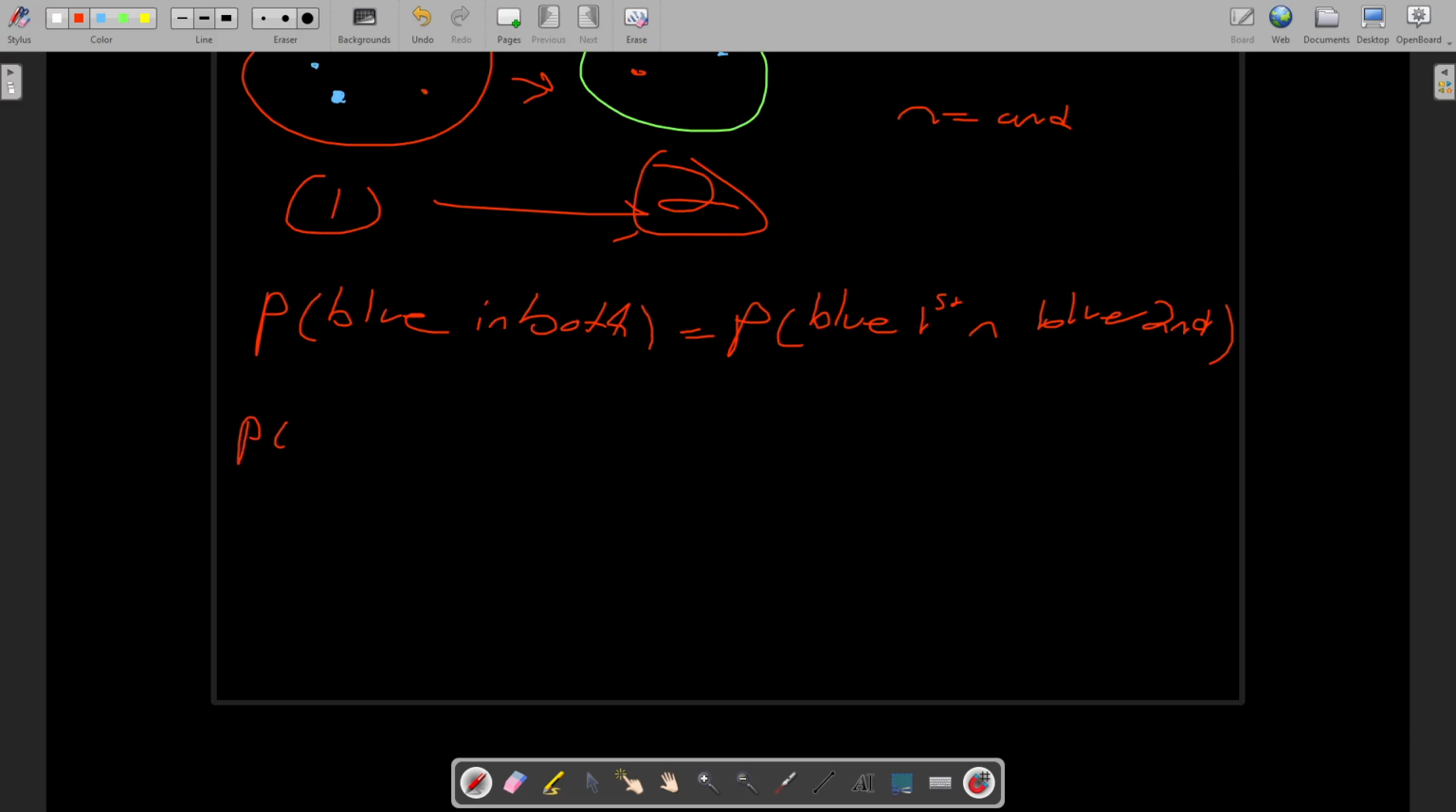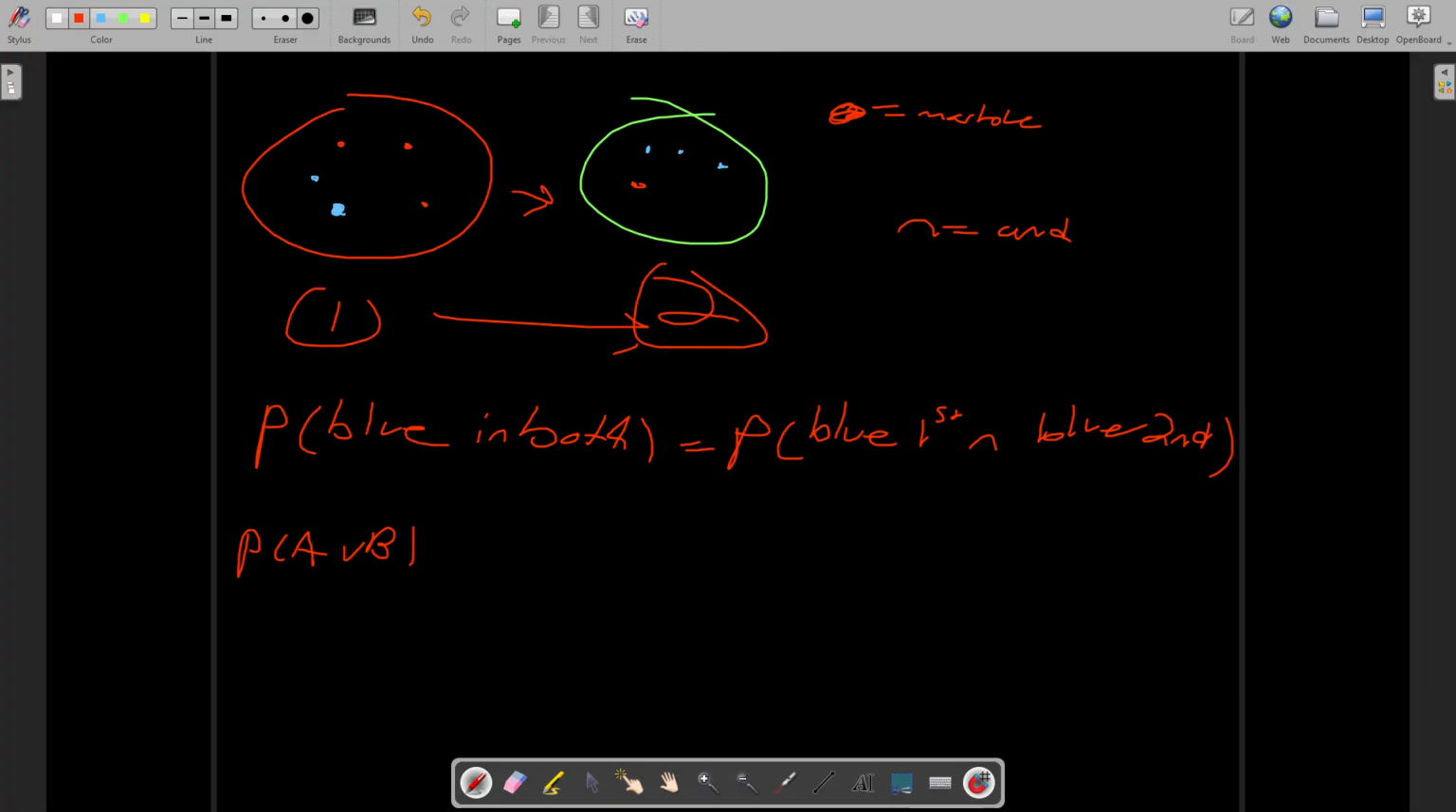they give you this: the probability of A U B. Now, what does this U mean? Well, if the n means and, the U means or. So the probability of A or B, and these are just two random events, equals the probability of A plus the probability of B minus the probability of A and B.